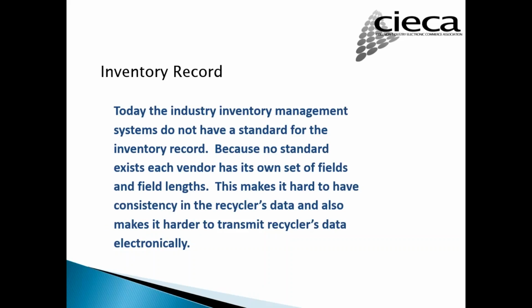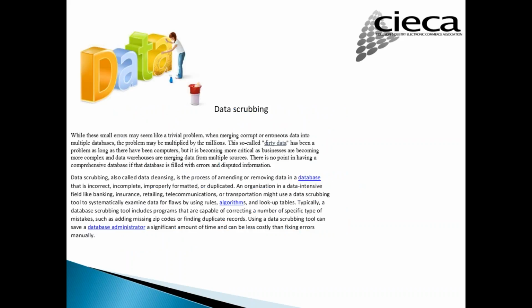Because there's no standard that exists amongst the vendors, each of us has our own set of fields and our field lengths in the text field area. This makes it hard for us to have consistency in the recycler's data, and also makes it harder to transmit recycler data electronically. We automotive recyclers are often called out because of this, with our inventory not being clear as it flows through these different types of transmissions. We attempt at every time to identify and keep our inventory clean, but things are moving that fast.